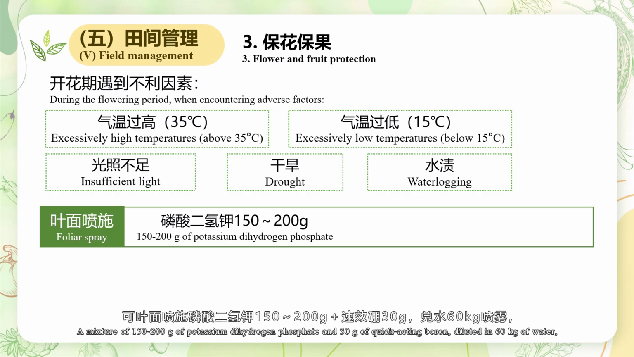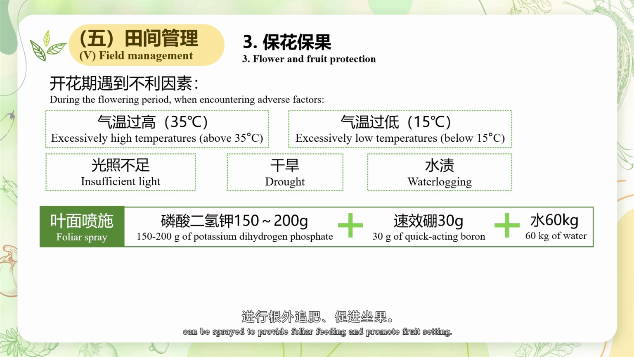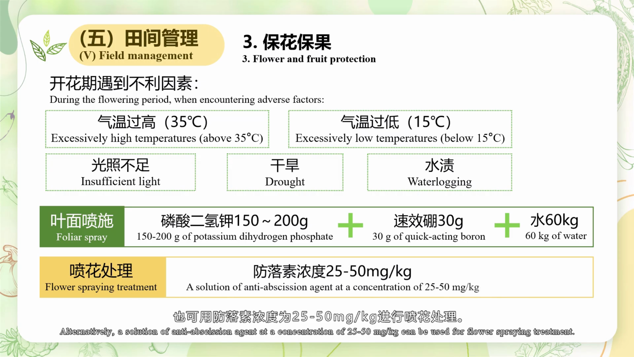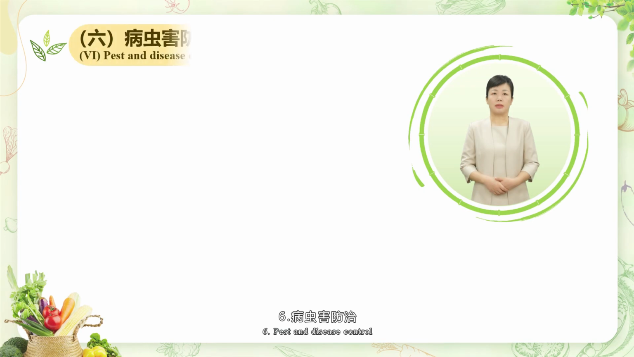A mixture of 150 to 200 grams of potassium dihydrogen phosphate and 30 grams of quick-acting boron, diluted in 60 kilograms of water, can be sprayed to provide foliar feeding and promote fruit setting. Alternatively, a solution of anti-abscission agent at a concentration of 25 to 50 milligrams per kilogram can be used for flower spraying treatment. 6. Pest and disease control.